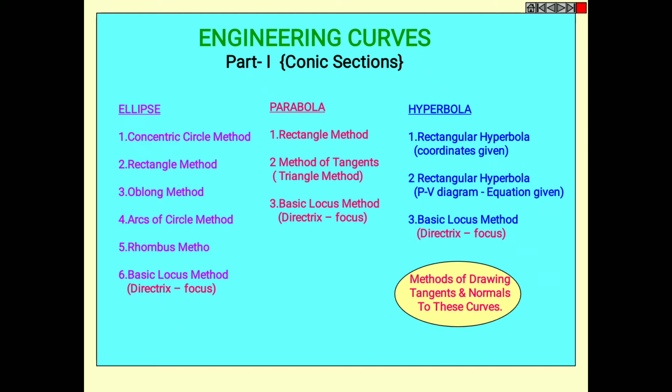We'll see the parabola and hyperbola in the upcoming sections. We will see only ellipse for today, and there are totally 6 methods in it. Most probably we will try to complete all those things. We will see how it happens. Okay, we will move on to the next slide.